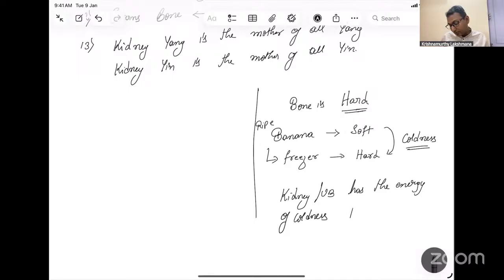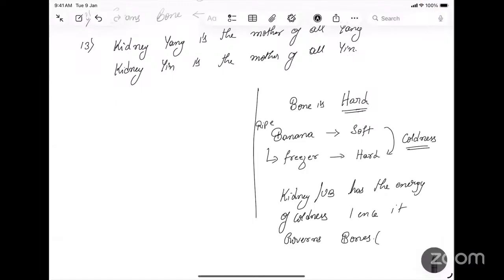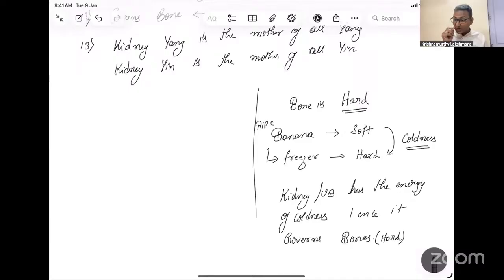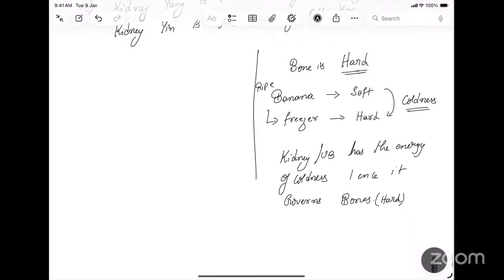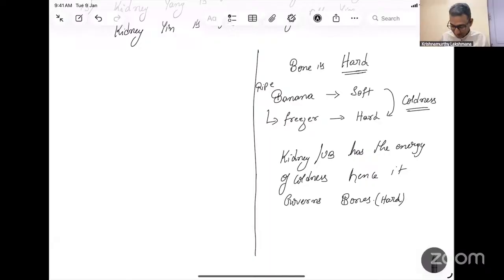Hence, it governs bones, which are hard. Make sense? Mind blowing? What is there for it to blow the mind? Logic. So logically, everything should fit.